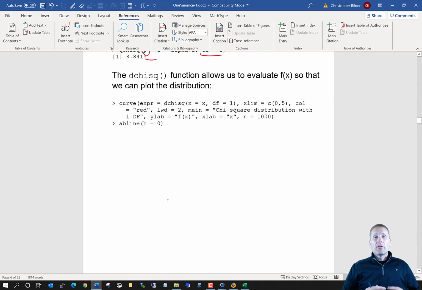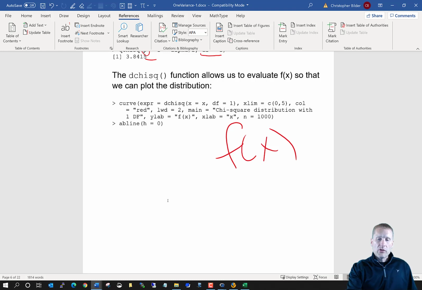Lastly, if we wanted to actually do a plot of the chi-square distribution, so we would like to get this f of x value that we saw in the actual expression, well, you could actually program the f of x value into R, or more simply, just use the dchisq function. So to do a plot of this particular probability distribution, I use my curve function as I've done before. My expression as a function of x for the x-axis is dchisq. So it's going to be a function of x, degrees of freedom of 1. I want to plot it from 0 to 5 on the x-axis.